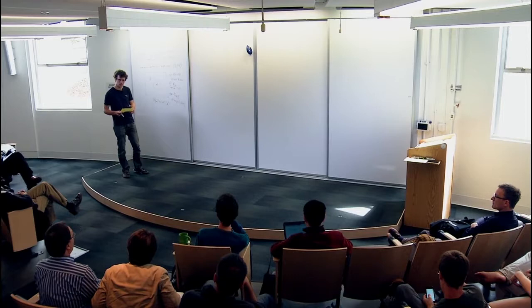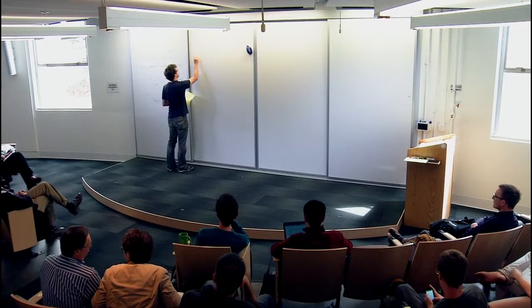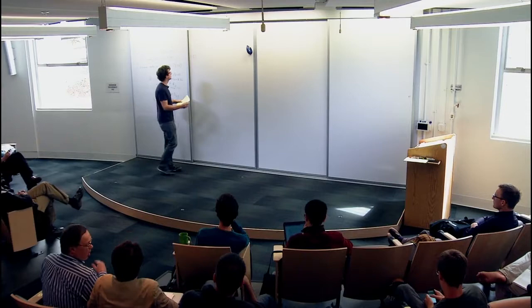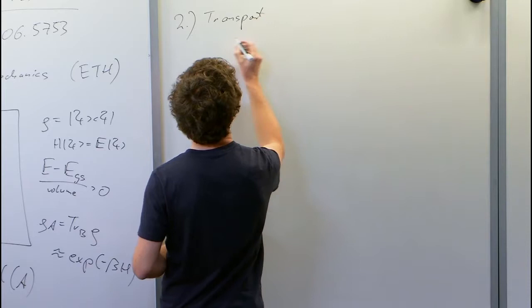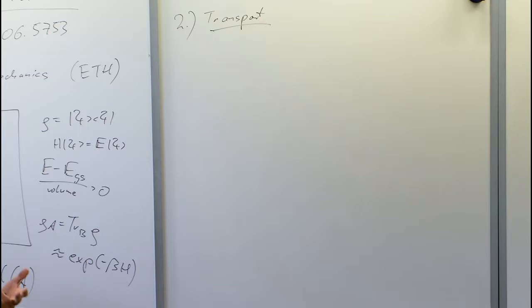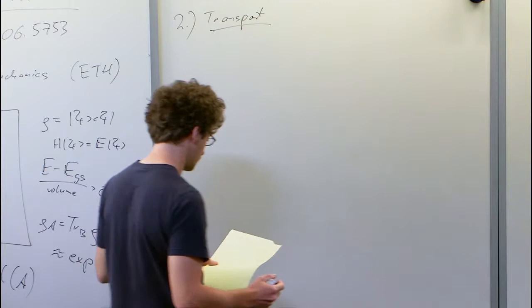Okay, now there's a second and maybe historically more, the perspective that would first come to mind when you think about localization is that of transport. The first thing that comes to mind when you think about what a localized system should be is a system that does not transport charge or does not transport energy. So how is this connected? You can actually connect these, at least on a hand-waving level, but in a very intuitive way.